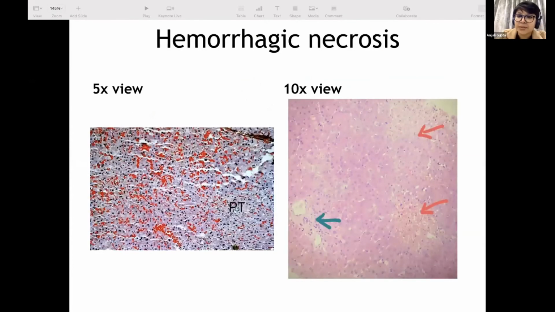These are some of the slides which I have taken from the internet. I'm sorry. It is a slide of hemorrhagic necrosis. The liver on microscopy would look something like this, which is on the 5x view. Severe hemorrhage and necrosis. The next slide.